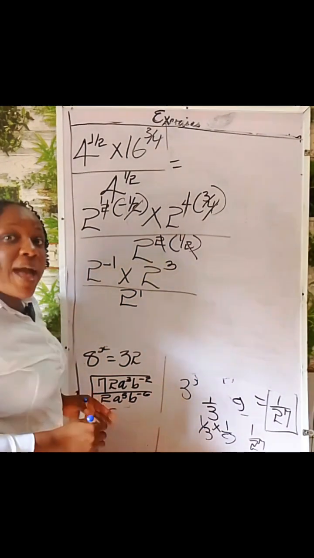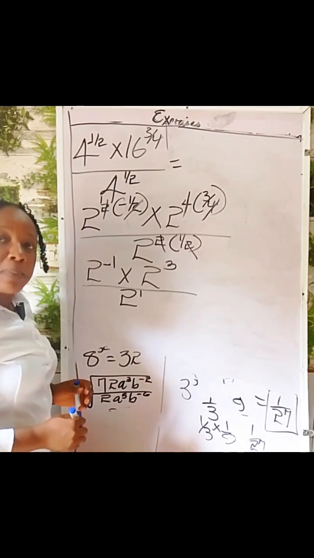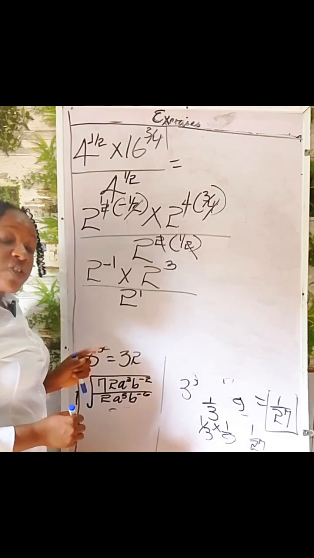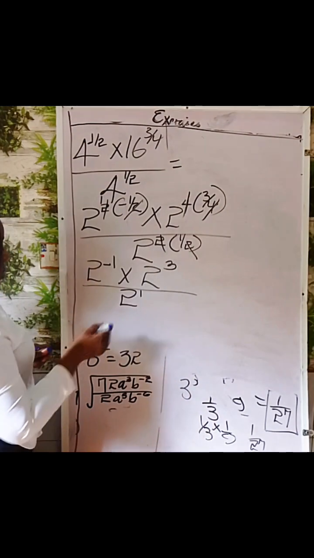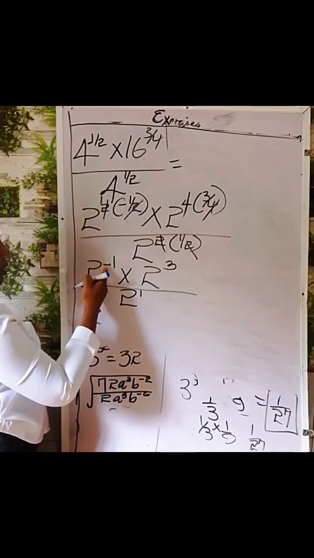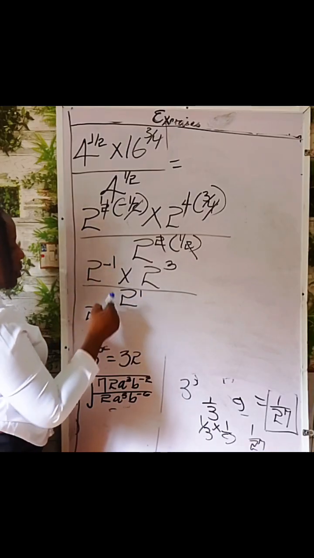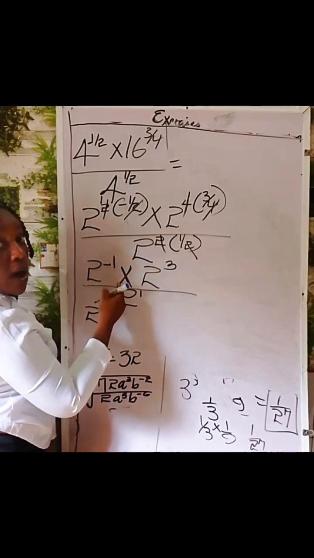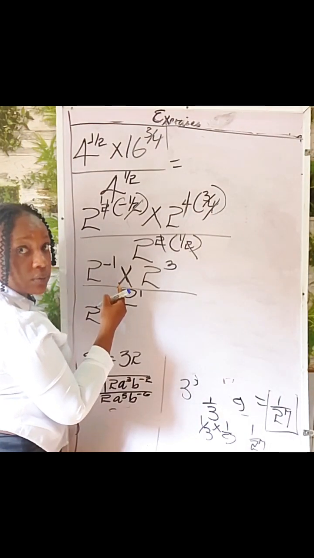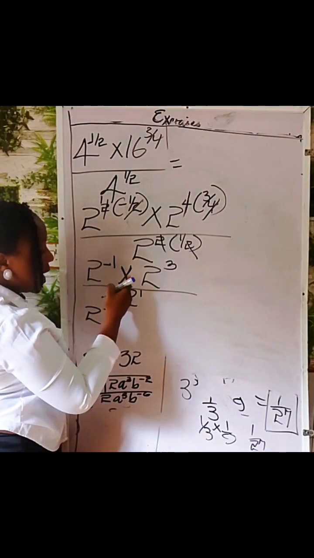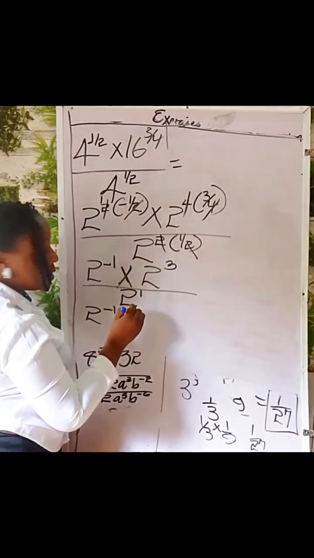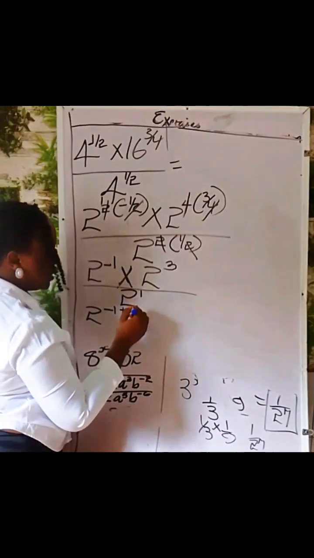You see, all of them are in the same base now. So now I can manipulate the powers using their rules. Here we have 2, this is minus 1, and this is times. Multiplication law. You see this times, that means the powers must be added. So we add it to this 3.